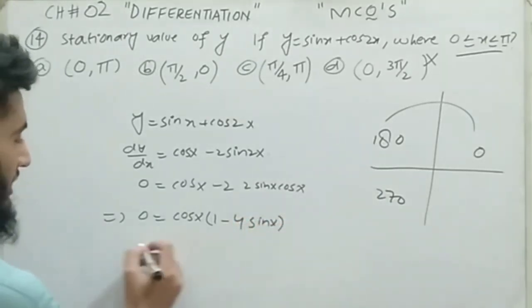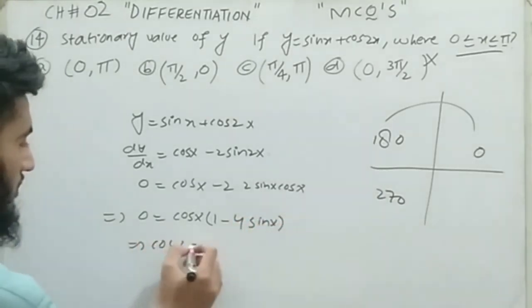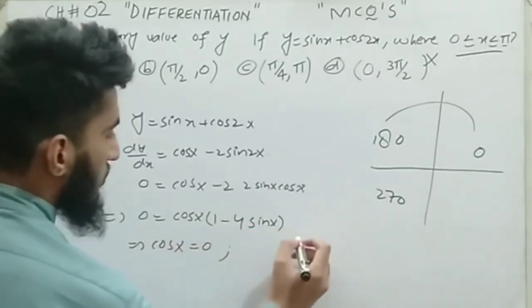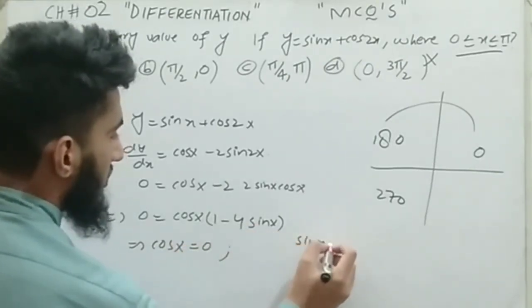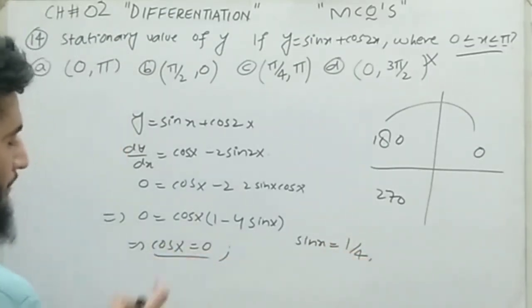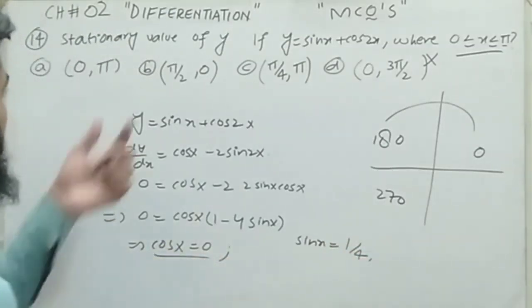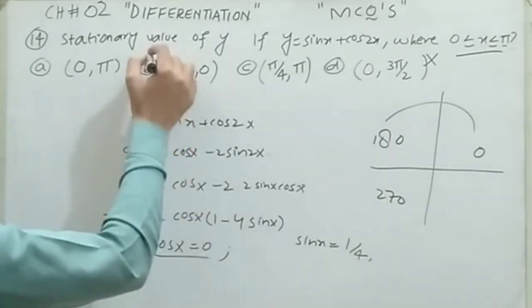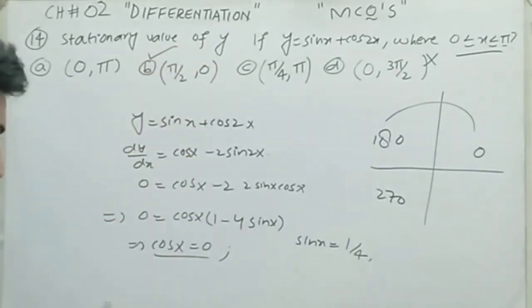So by the zero factor property, cos x will be equal to 0 and 1 minus 4 sin x will be equal to 0, which gives us the value sin x is equal to 1 over 4. Cos x is equal to 0 only when the angle is pi by 2 or 90 degrees. So pi by 2 is just like option number B. So the correct option will be option number B for MCQ number 14.